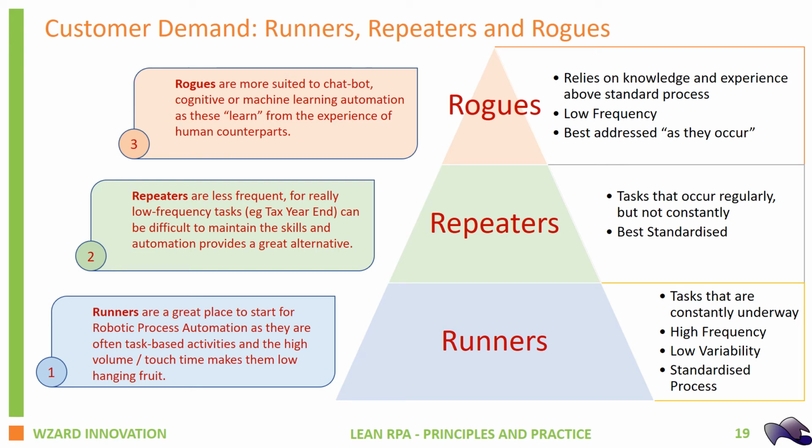So runners, repeaters and rogues is a great way for you to look at your processes and types of processes and then select the right type of solution and identify particularly the runner processes as being the starting point for your next RPA implementation. Now, in a future chapter, we're going to look in much more detail at how you select specific processes, but this at a high level is a great place to start when you start dealing with your senior management and stakeholders. So we're going to hand back to you for an exercise.